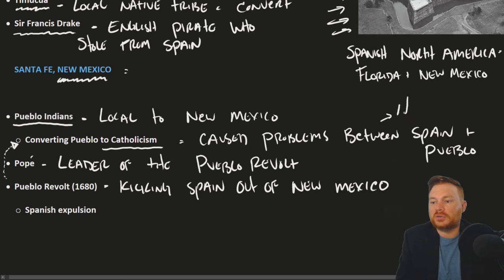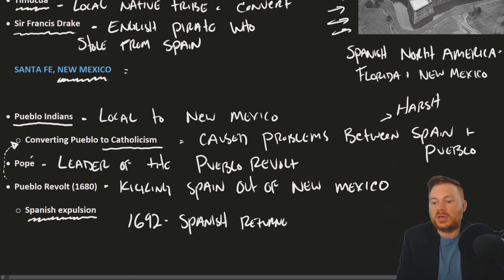We might also just make a note that it was very harsh. The punishments, the religious punishments, were very, very harsh. So the Spanish were expelled for a short period of time. The Pueblo Revolt occurred in 1680. In 1692, the Spanish returned and established a presence in New Mexico that really lasted all the way up until the mid-1800s, when the United States assumed control of that territory.